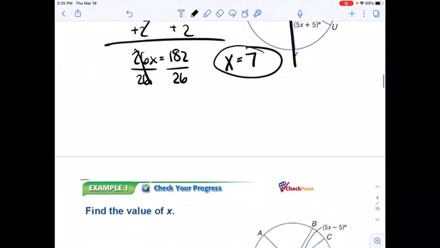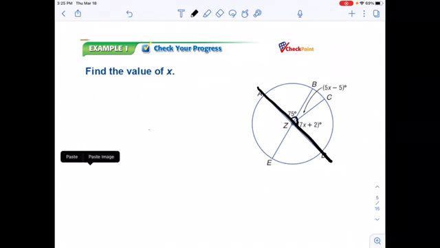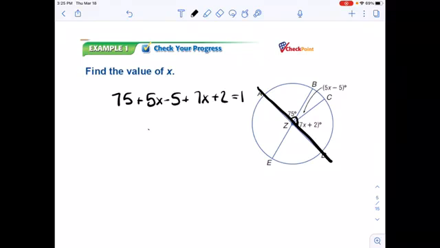Okay? We'll have another one like this. Find the value of x. Notice we don't have to plug it back in. We are just finding the value of x, not the measure of the angle. Make sure you pay attention to what it asks for. Once again, we are given a straight line with measures on that one side of it, so we can take 75 plus 5x minus 5 plus 7x plus 2 equals 180.